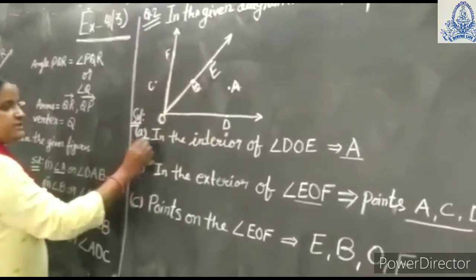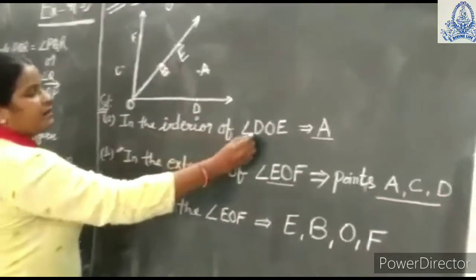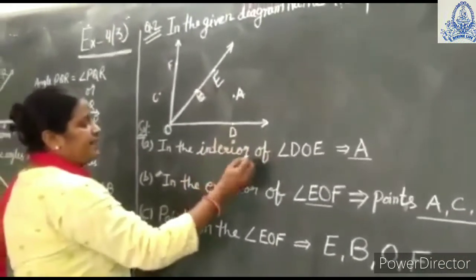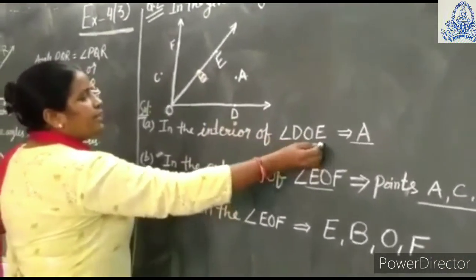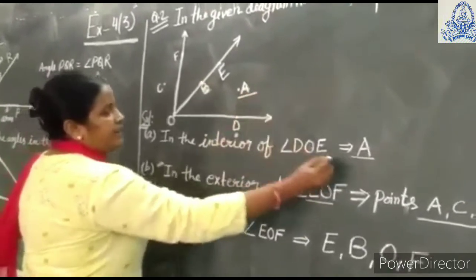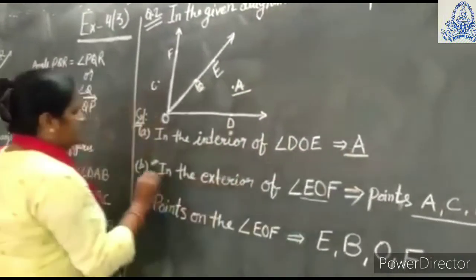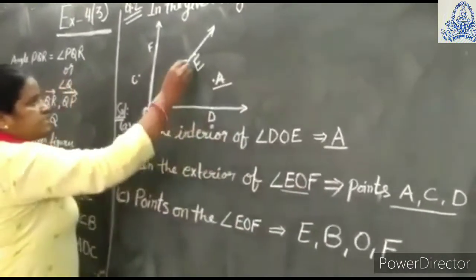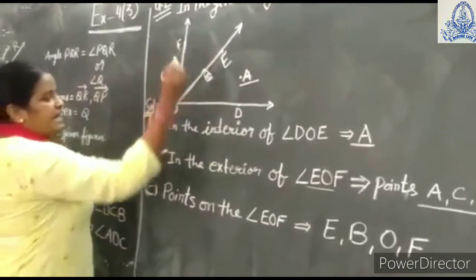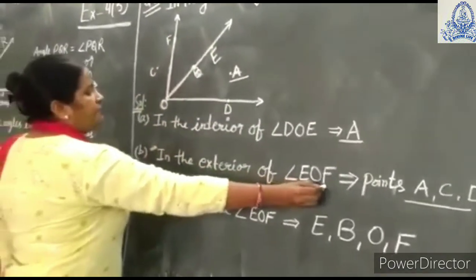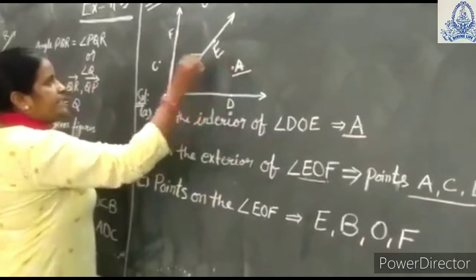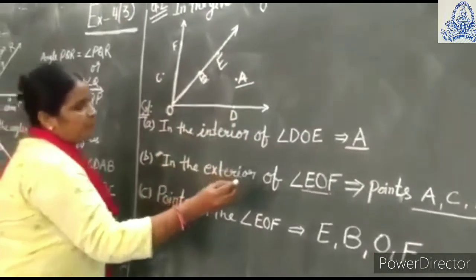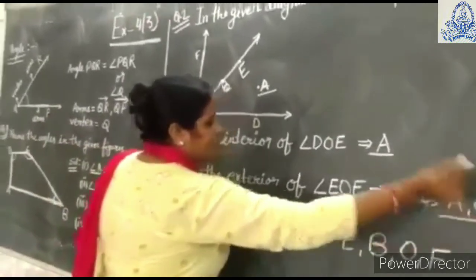Now first question is which points lie in the interior of angle DOE? The point is A. Now write A. Number B, in the exterior of EOF. See, EOF. Exterior of EOF, that is A, C, D. These are the points A, C, D.